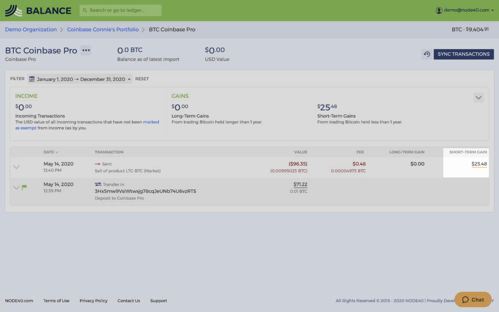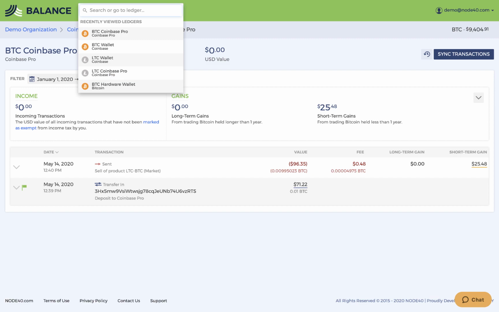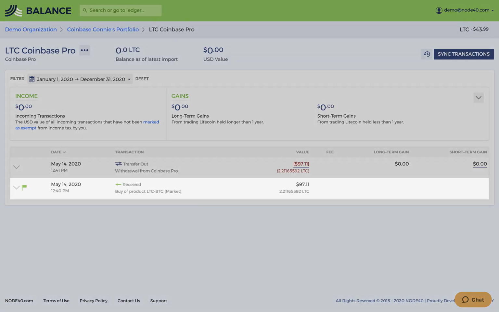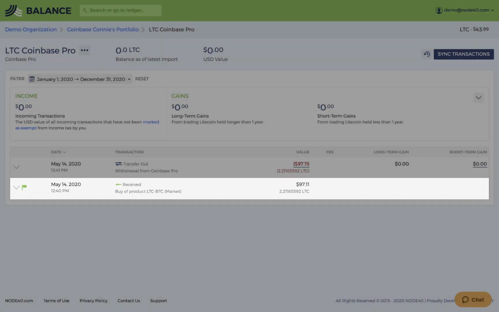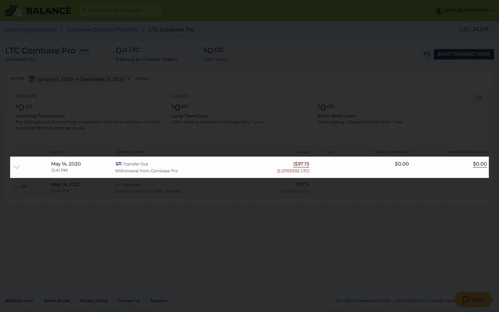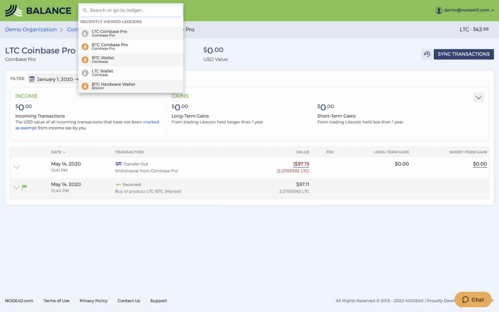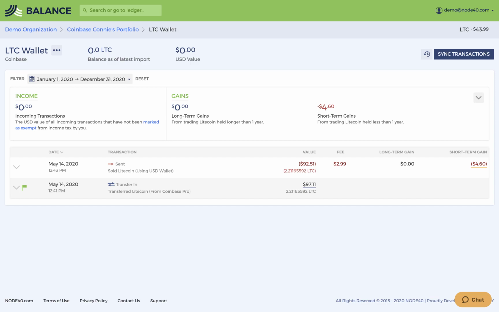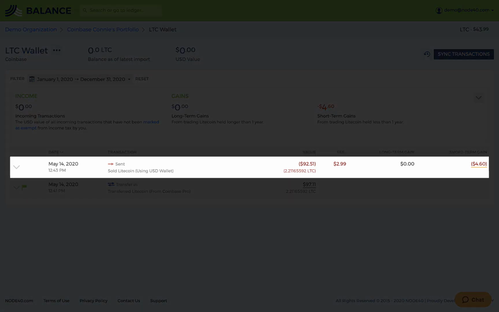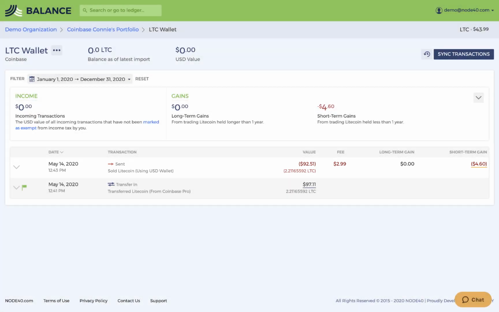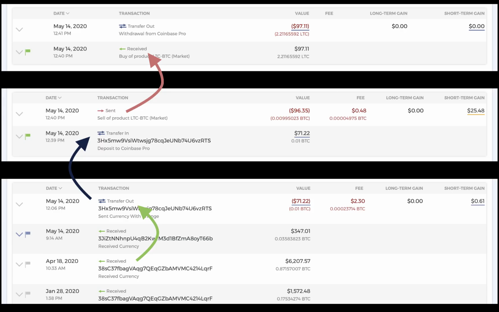To complete the story, I'm going to quickly walk through the life cycle of the Litecoin. First, we see the Litecoin deposited into the Coinbase Pro account. It is then transferred out of Coinbase Pro and into Coinbase, carrying the cost basis forward as expected. Finally, the Litecoin is traded for US dollars. There were a lot of transactions in this simple story, but note there were only 2 taxable events, from Bitcoin to Litecoin and from Litecoin to US dollars. That's what you should expect from any platform that tracks the cost basis of your crypto assets.